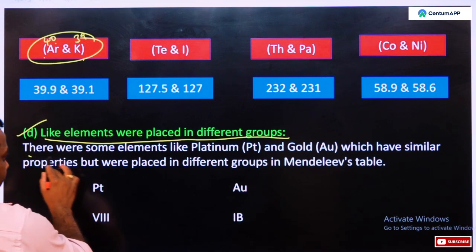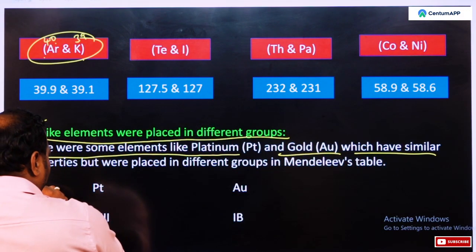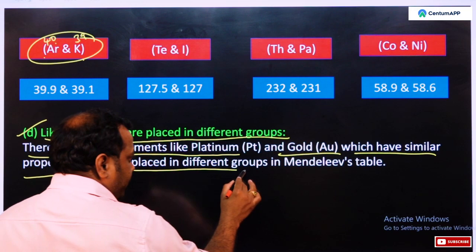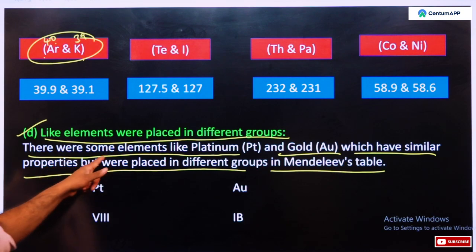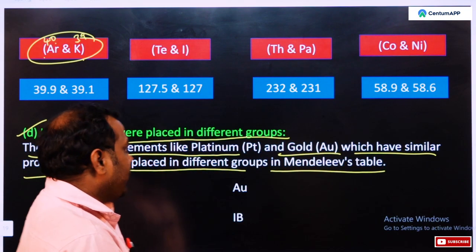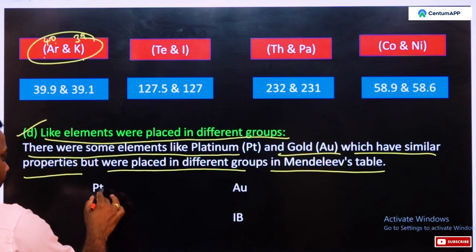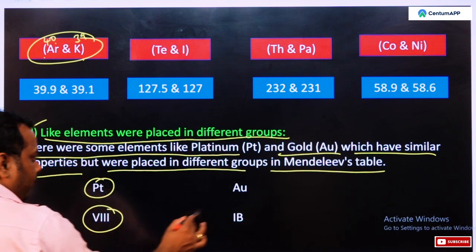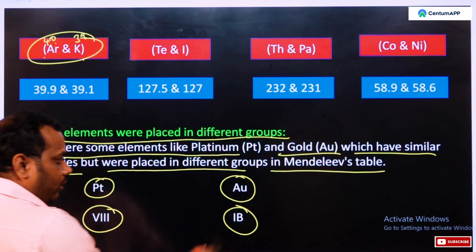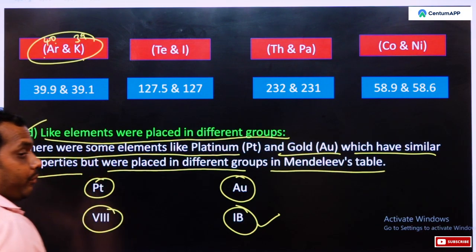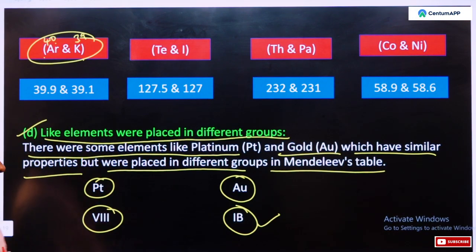Like elements were placed in different groups. There were some elements like platinum and gold which have similar properties but were placed in different groups in the Mendeleev periodic table. Platinum is in the 8th group, and gold is in the first B group.